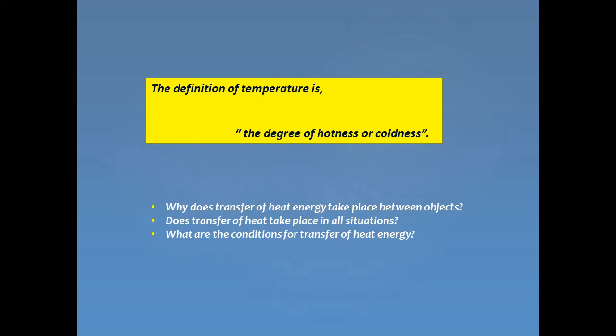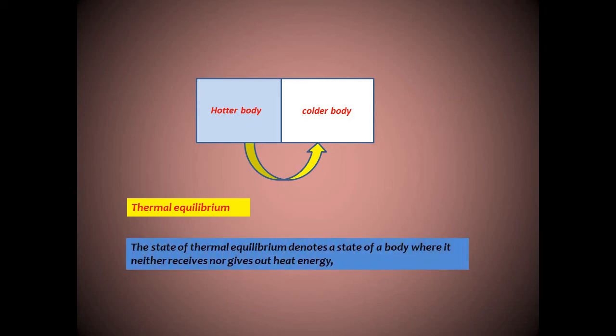So, why does transfer of heat energy take place between objects? Does transfer of heat take place in all situations? What are the conditions for transfer of heat energy? Let us find out answers for these questions. When two bodies are kept in thermal contact, heat energy will be transferred from the hotter body to the colder body. This transfer of heat energy continues till both bodies attain the same degree of hotness or coldness. At this stage, we say that the bodies have achieved thermal equilibrium. The state of thermal equilibrium denotes a state of a body where it neither receives nor gives out heat energy.